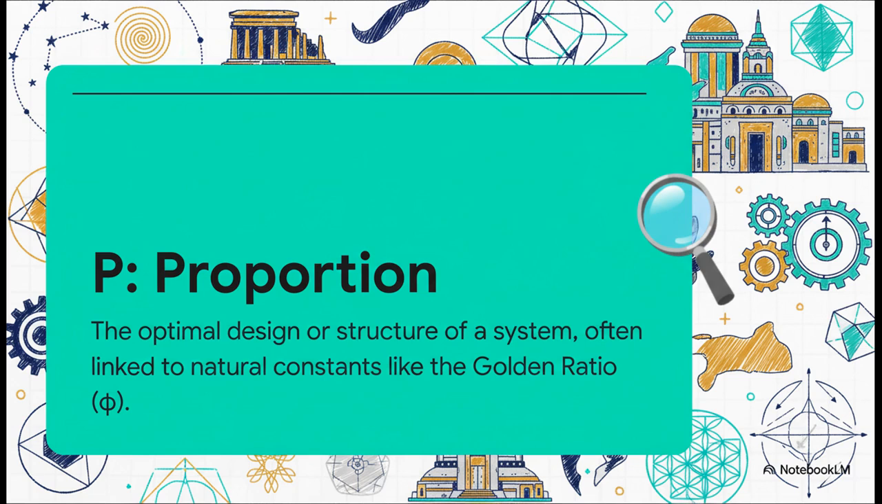So how do we get to T? Well, the first piece of the puzzle is P, for proportion. This is all about the optimal design, the perfect structure of a system. For a runner, it's their ideal stride length, their posture, their biomechanics. The theory suggests there's always an ideal structure for balance, and it often links back to these beautiful fundamental patterns we see in nature, like the golden ratio.